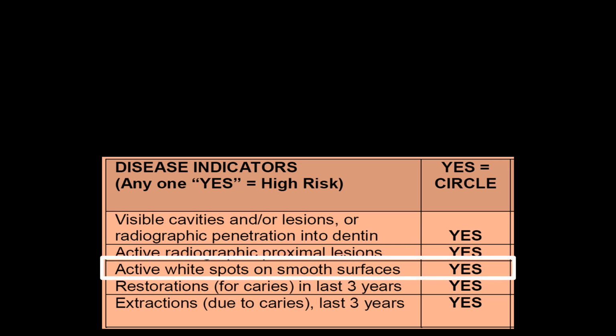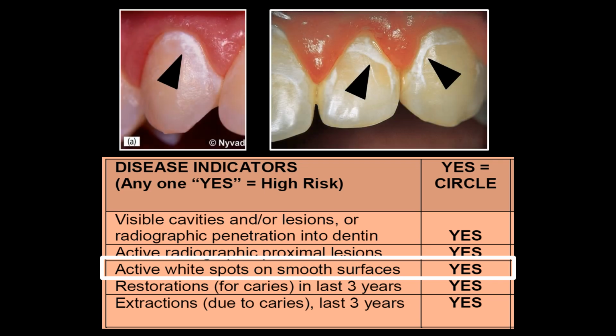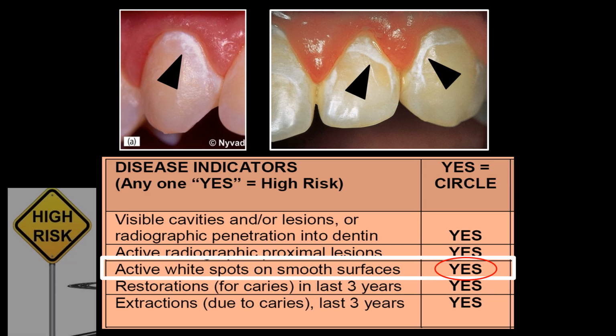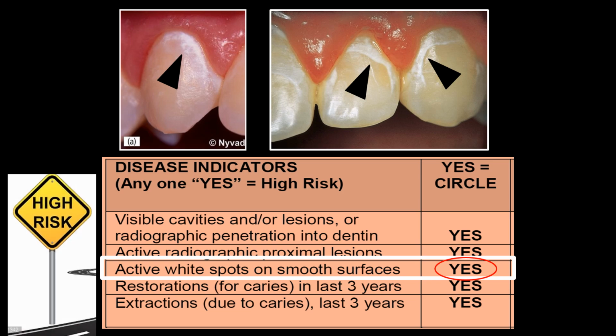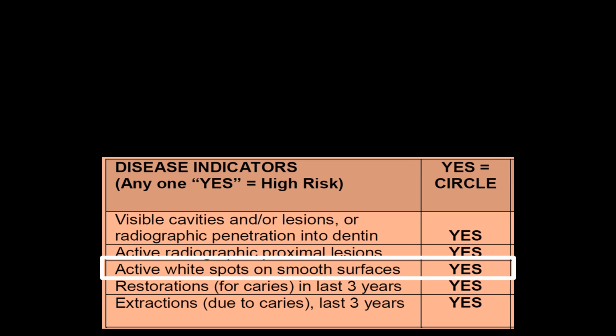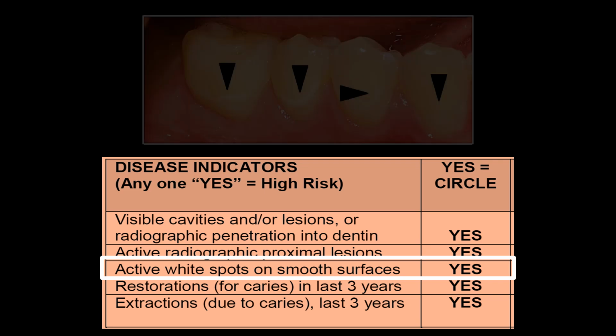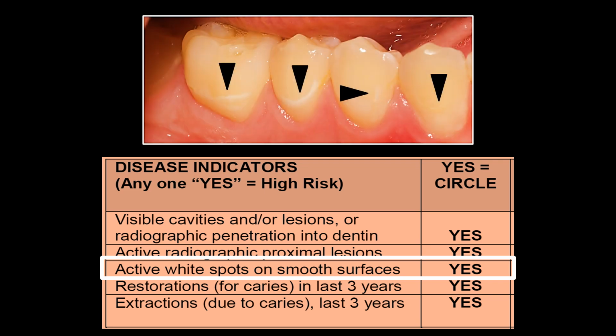The next box reads active white spots on smooth surfaces. Here are some smooth surfaces with white spot lesions. If your patient has at least one active white spot lesion, you circle this item, and this patient, you guessed it, is at high risk. Notice that this box also says active lesions. These white spot lesions are not active.